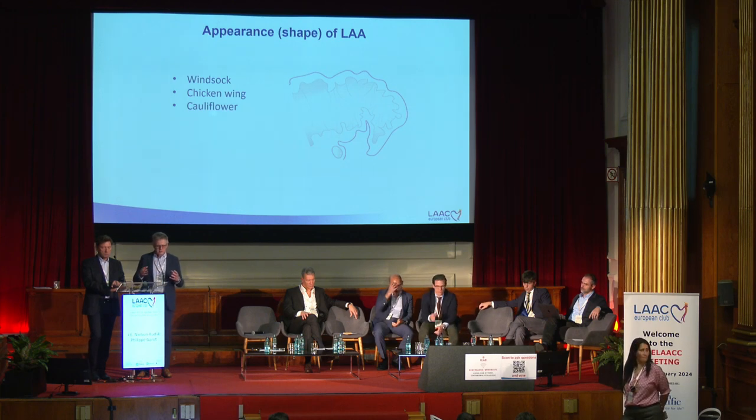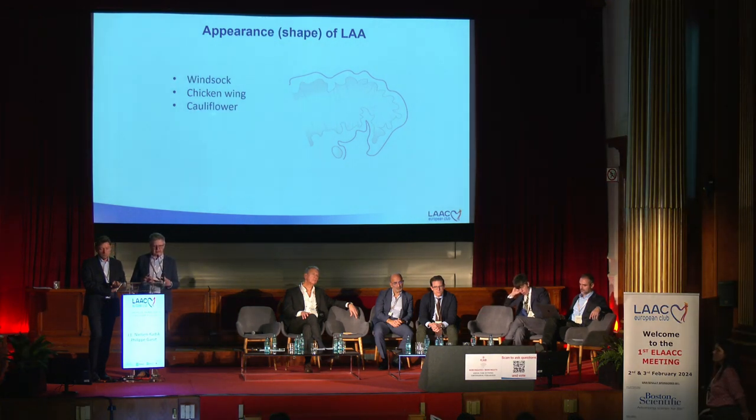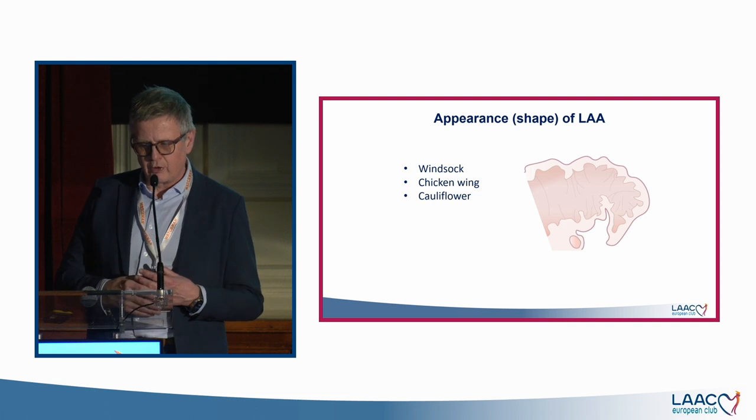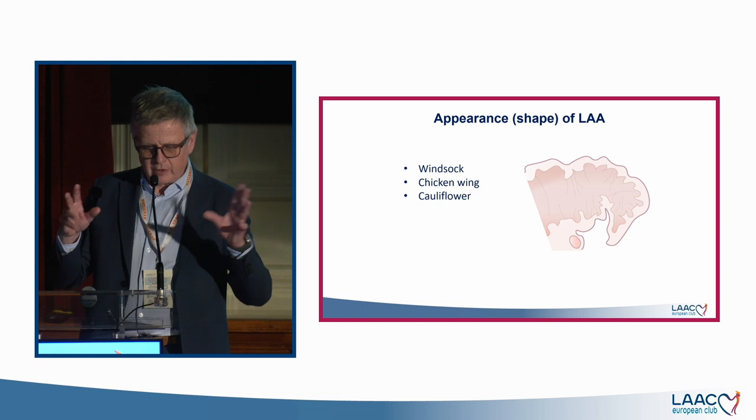One of the things we also want is still to have the same language. So it makes sense for us still to talk about the general shape of the LAA. For me, I never use the cactus morphology, but it makes sense to me. It's easy for me to identify: when I have a sharp bend, I have a chicken wing; a windsock is a simple, long appendage; cauliflower is a relatively short appendage with a lot of lobes.